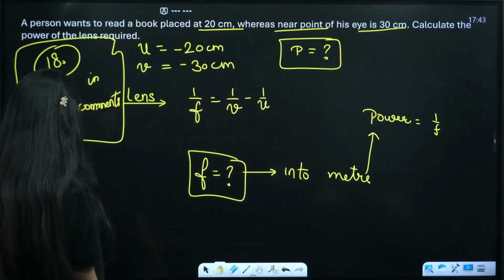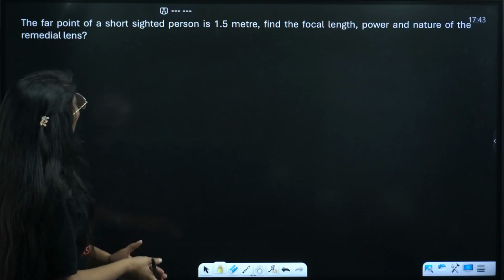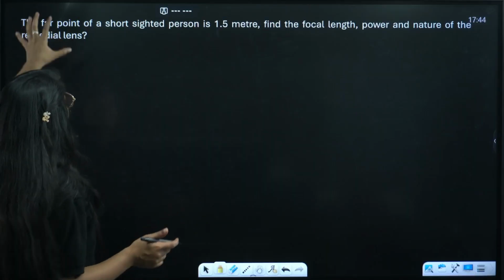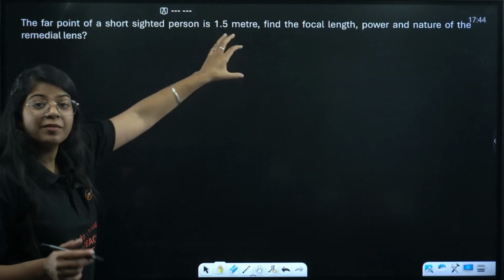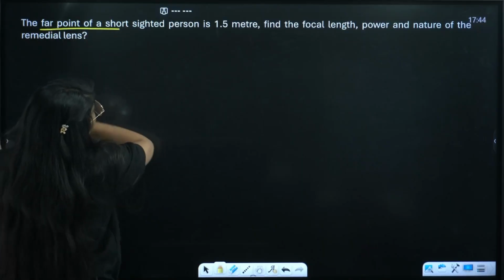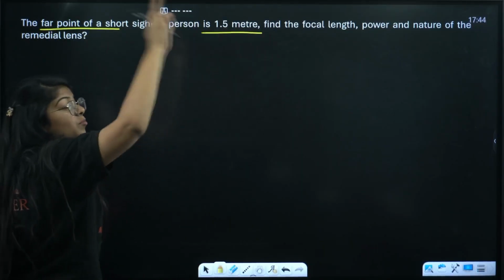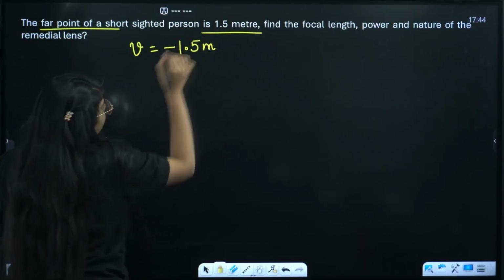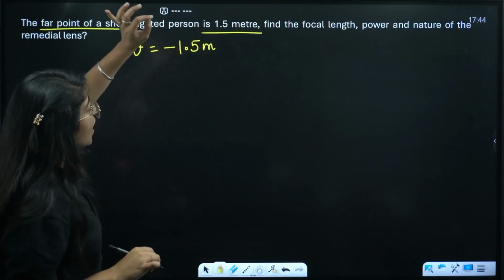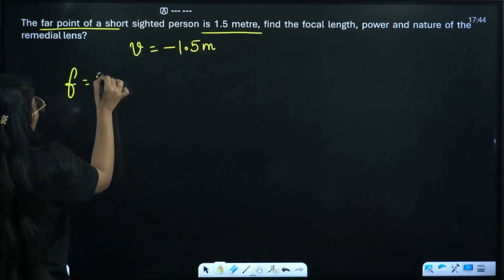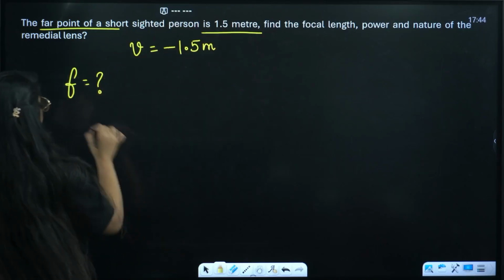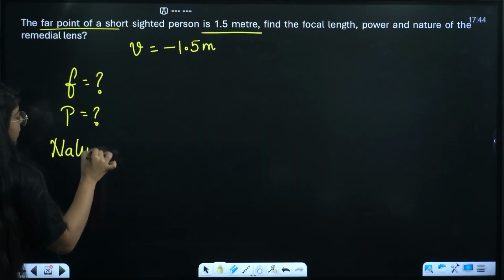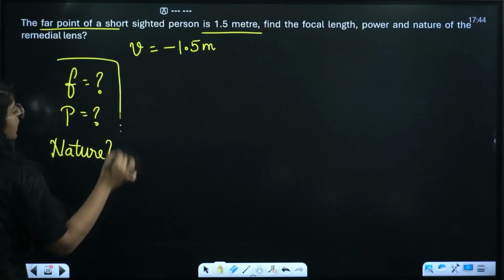Okay? Next we have a far point of a short-sighted person. Now we were doing near point. Let's do a question of far point. Far point of a short-sighted person is 1.5 meter. So again, whenever the far point is given, that point will be my image distance v. That will be minus 1.5 meters. Now this is in meters. We have to find the focal length and power, and nature of the remedial lens. Nature of the remedial lens is also my corrective lens.